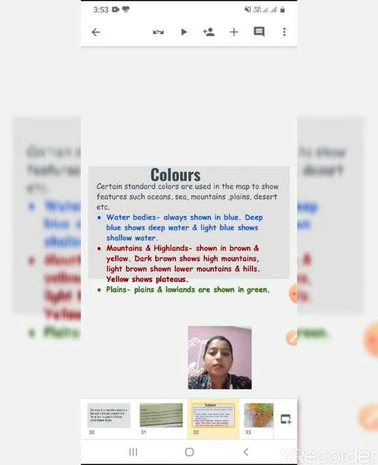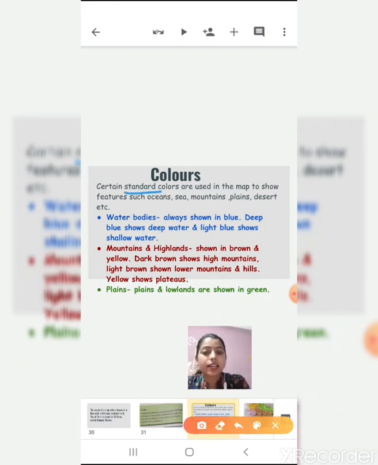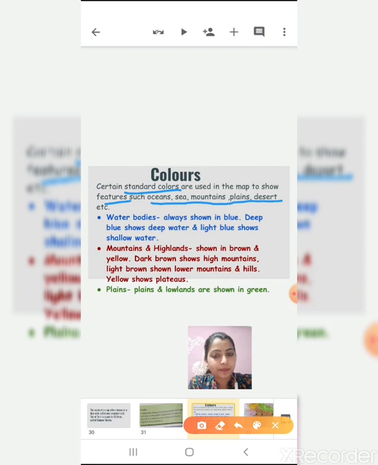Now, colors. Certain standard colors are used in the map to show features like ocean, sea, mountains, plains, desert, plateaus, etc. Got it? Now what are these colors?